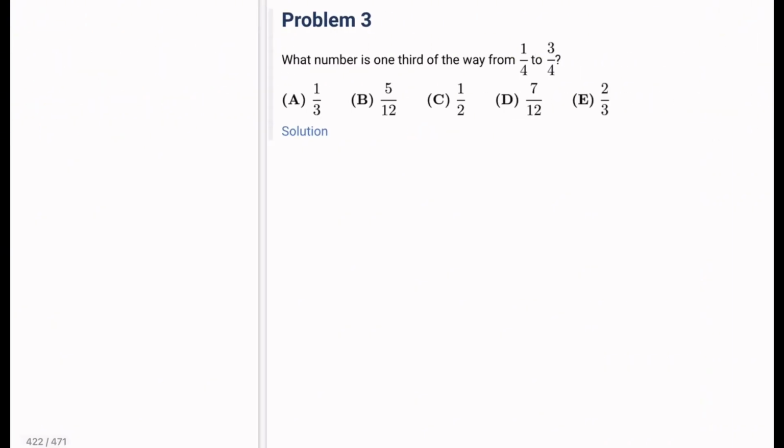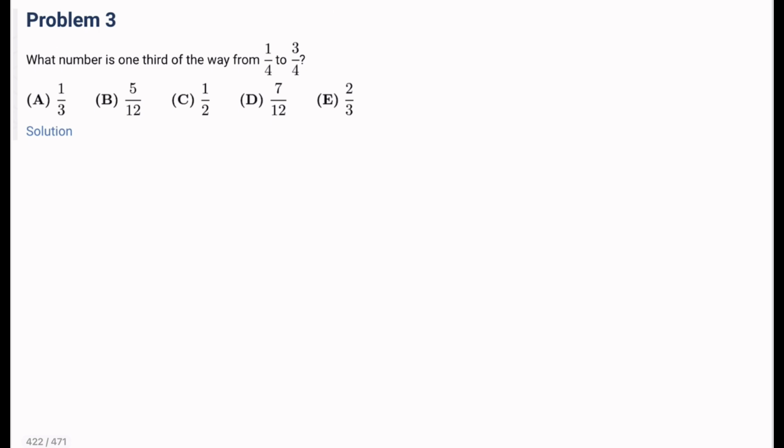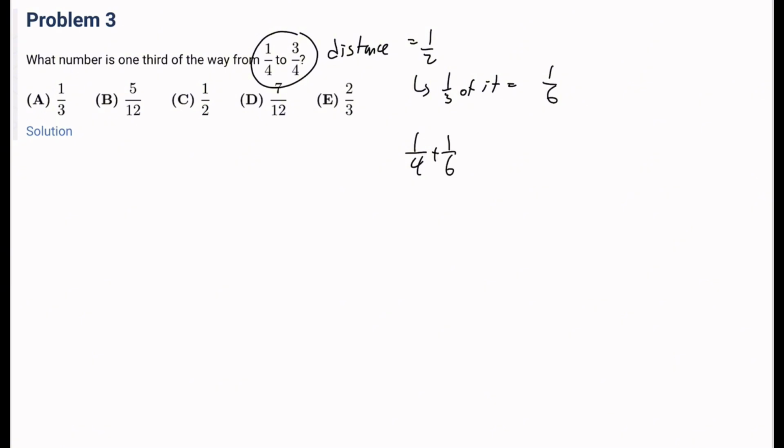It's C. Number 3, what number is 1/3 of the way from 1/4 to 3 over 4? Okay, so the distance between them is 1 over 2, and 1/3 of that distance is equal to 1 over 6, right? And so it's 1/4 and 1 over 6 more, so it's 1 over 4 plus 1 over 6, which is equal to, over 12, 3 plus 2, that's 5 over 12. So that's the answer.